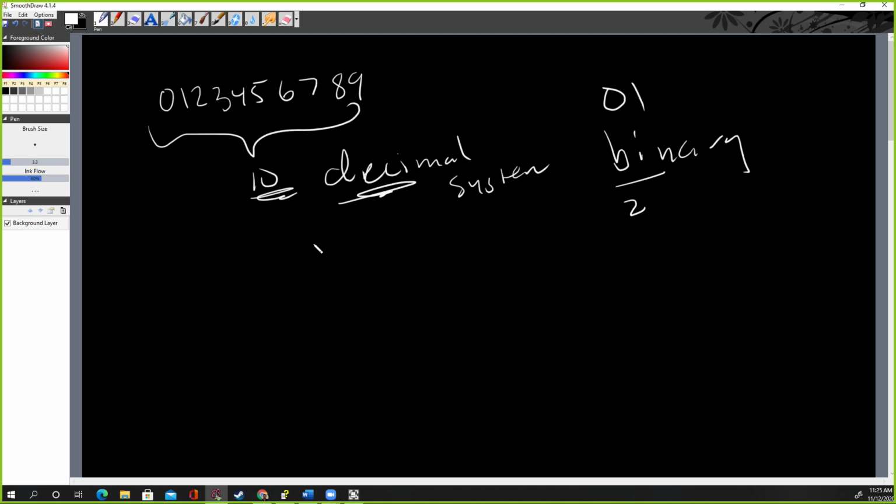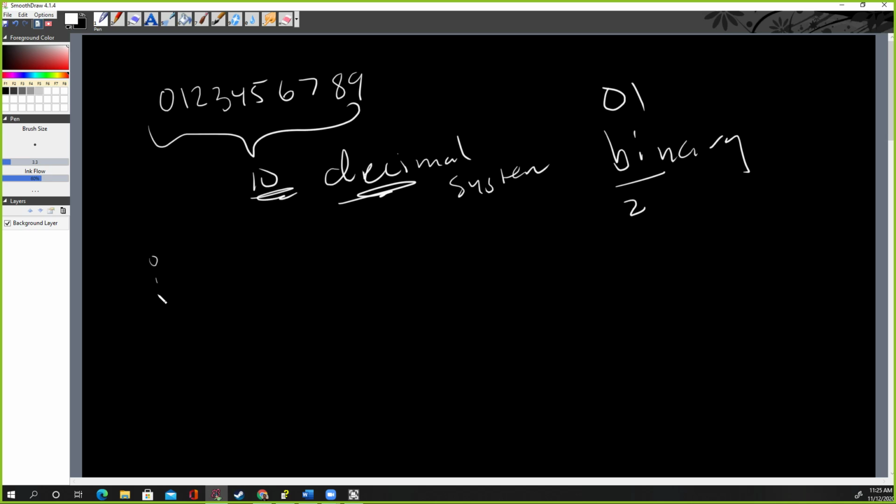There are other counting number systems too. For example, there is octal, which only has 8, so 0 through 7. There's hexadecimal, which has 16, and so on and so forth. So your whole life, you've always counted like this.